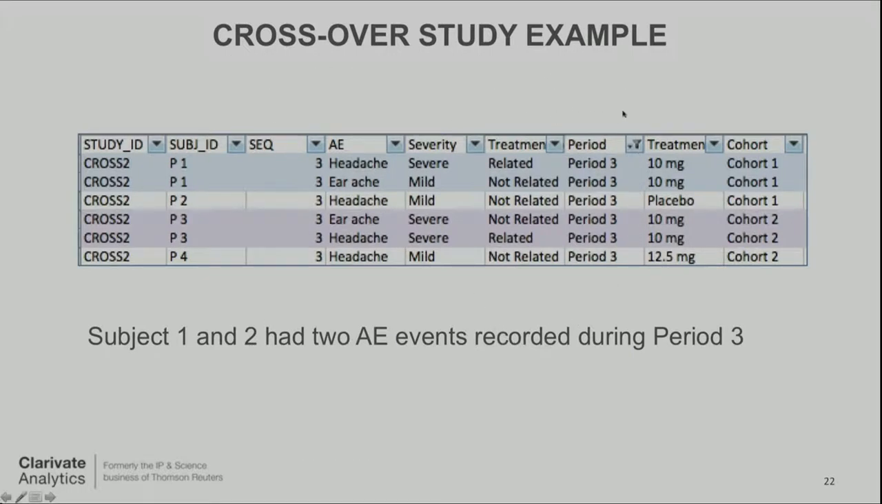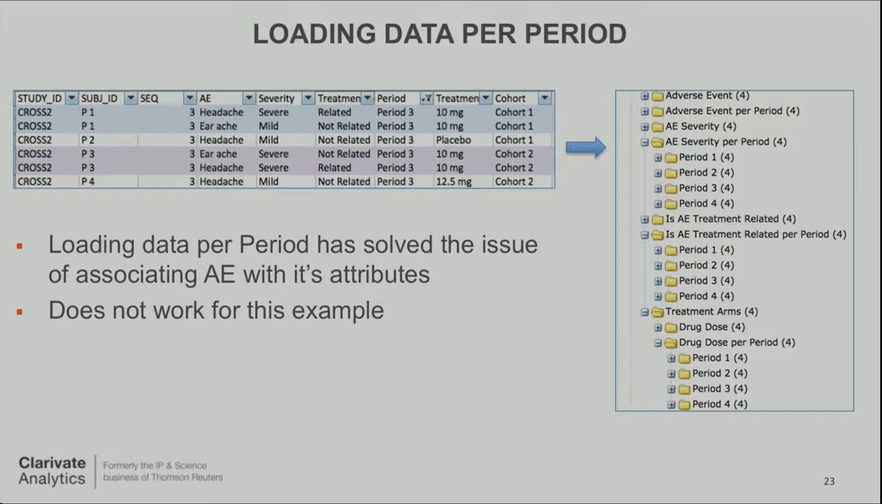This is a crossover study example. It's almost the same example as I have discussed before, but in this case, for your subject one, you had two different adverse events that were detected, recorded in period three, and for your patient three, you also have two different adverse events that were recorded in period three. One of them was severe, the other was mild, related, non-related. And for this subject here, both were severe, one related, one non-related, so a different combination of the data.